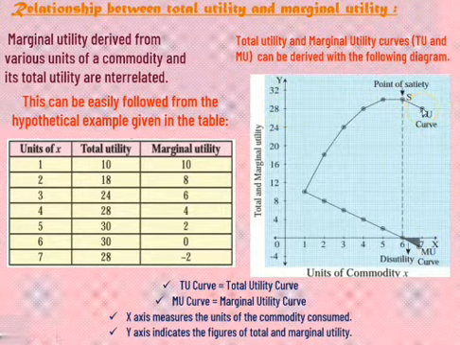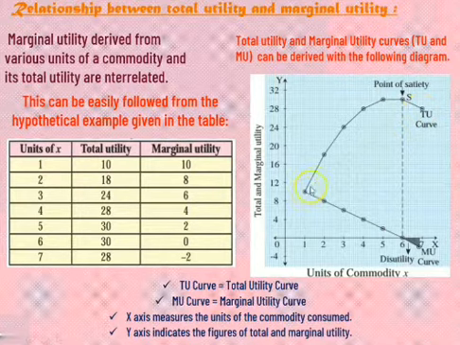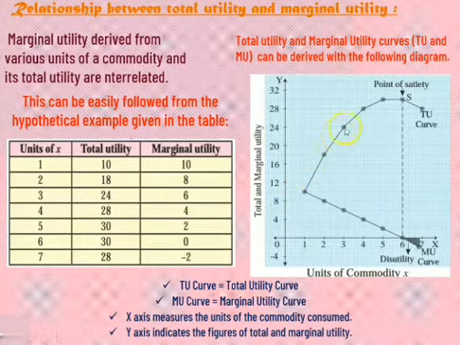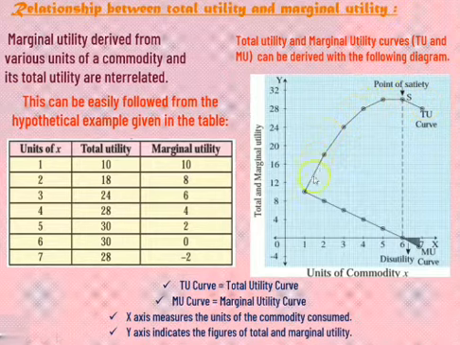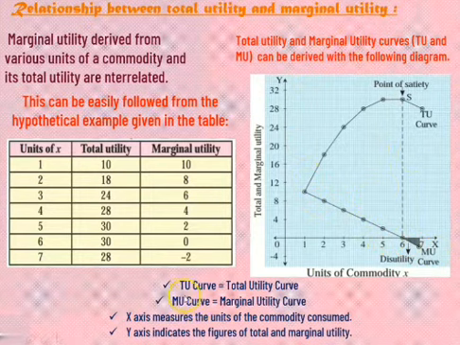So after putting the dots, we are going to draw a line over here. We are just going to join all these dots like this. So this curve is called what here? TU curve, and this one is the MU curve, right?